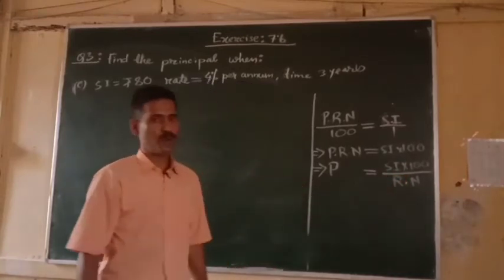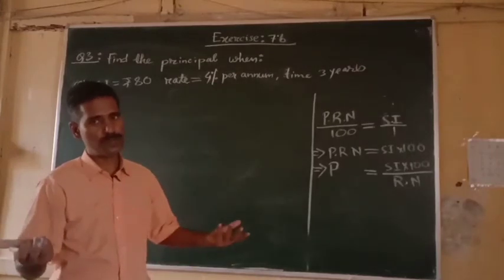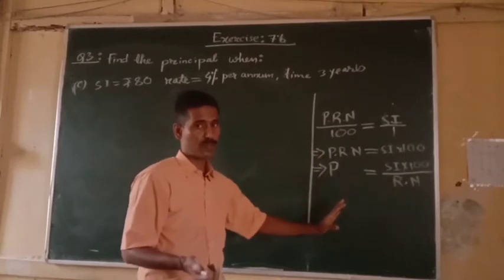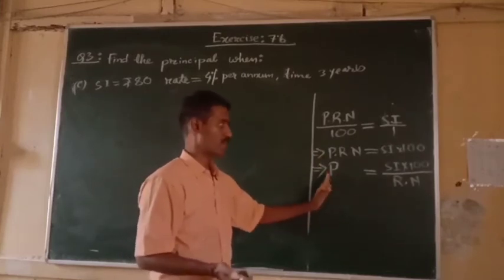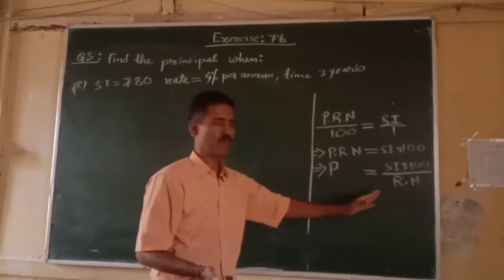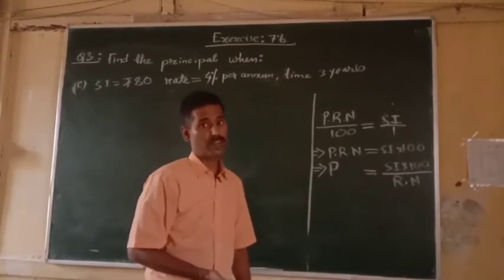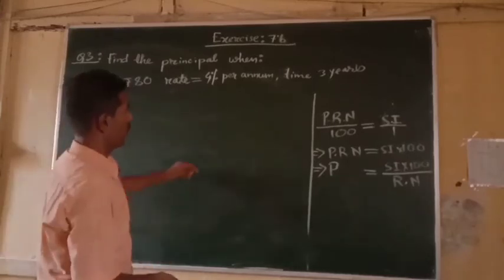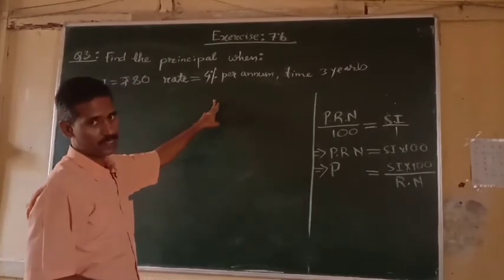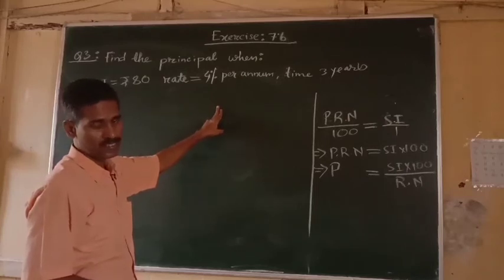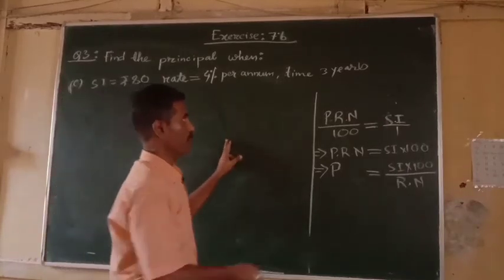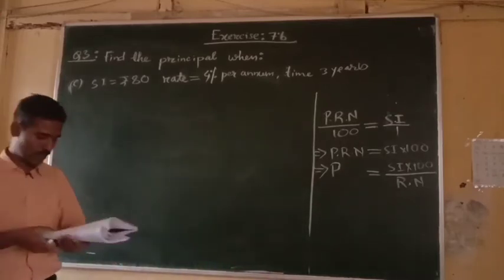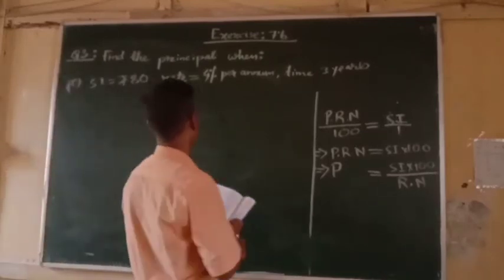See, you can memorize the formula, and if you forget also, no problem. If you know this first formula, from here you can find out the rest of the formulas. So it's very easy. Principal equals simple interest into 100 divided by R into N. And here interest is calculated per annum, that means yearly. Interest is calculated yearly, but time given is not 3 years. Okay, I made a mistake here. The question is 6 months.